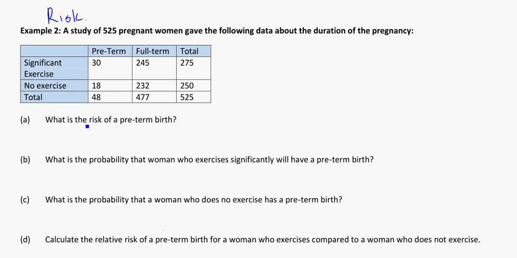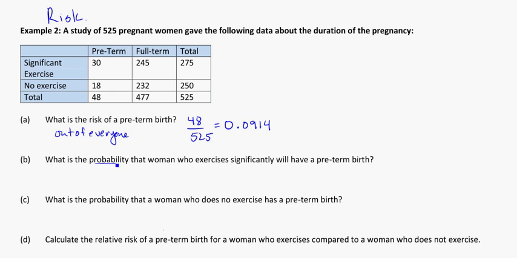This is just our normal probability of preterm birth. So this is out of everyone, because they're not telling me that they're specifically exercising or not exercising. So out of everyone, the risk of a preterm birth, those are 48 out of 525. And that's going to get us 0.0914.